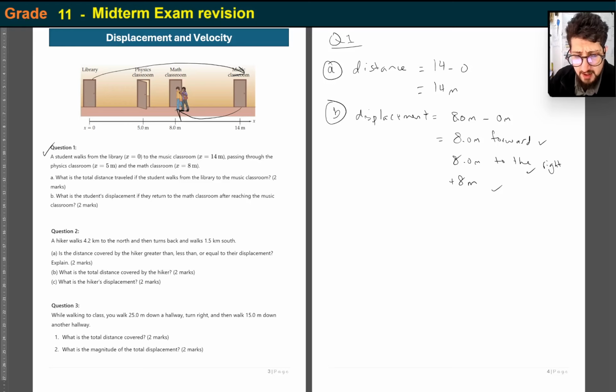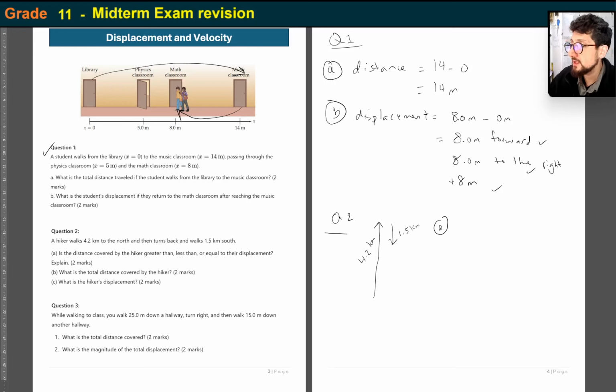Question two says a hiker walks 4.2 kilometers to the north and then goes down 1.5 kilometers, or kilometres if you prefer that. And so we're asked to work out, first of all, is the distance covered by the hiker greater than, less than, or equal to the displacement?